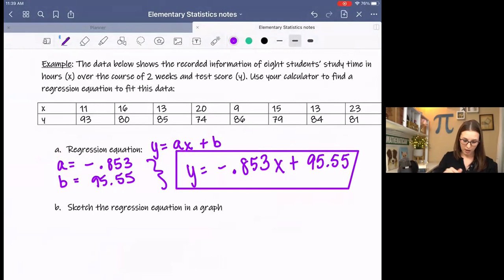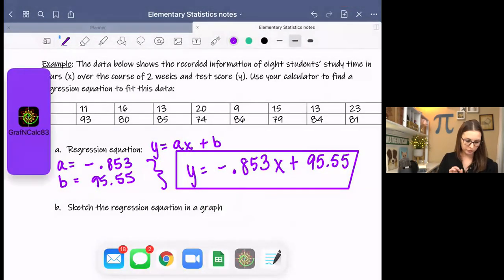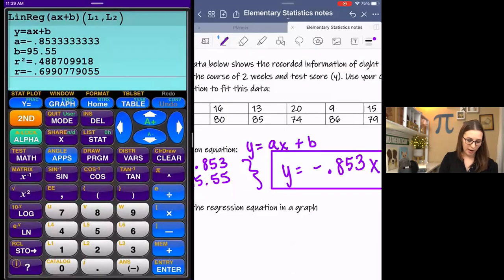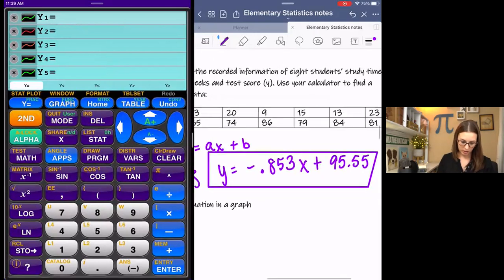So we're going to go back to our calculator. I'm going to go to Y equals, and I'm going to type in this equation. Negative, you're going to use the small negative down at the bottom, 0.853. X is up by mode, plus 95.55. Then you can either hit graph or zoom 9.